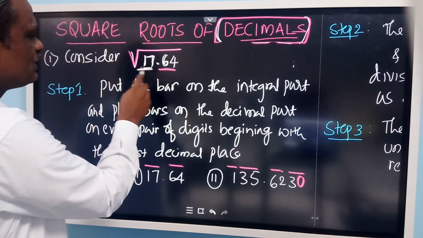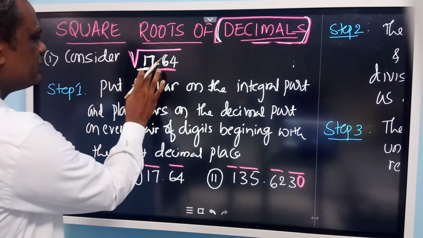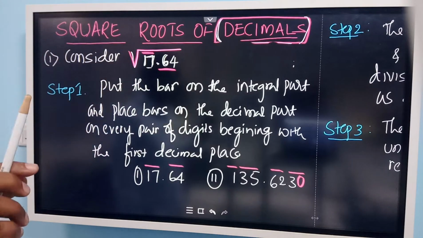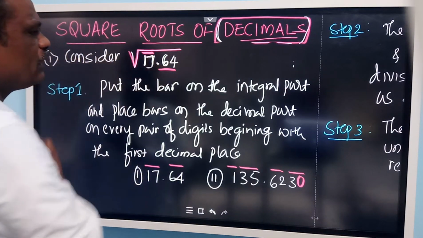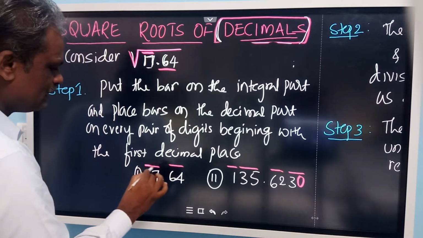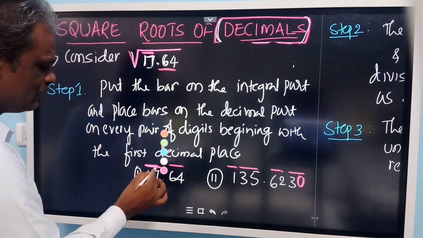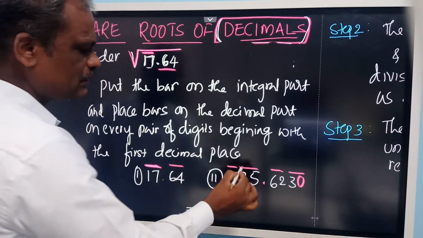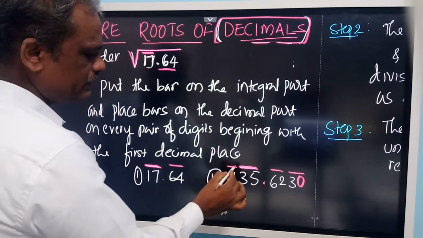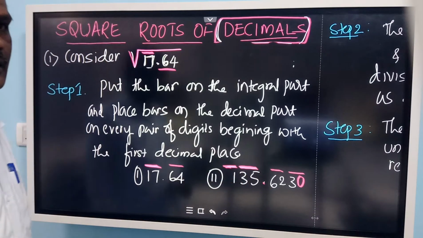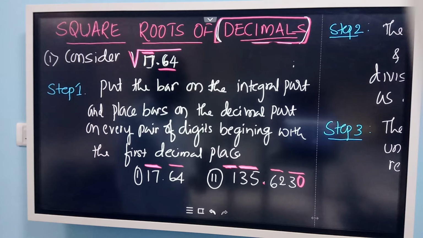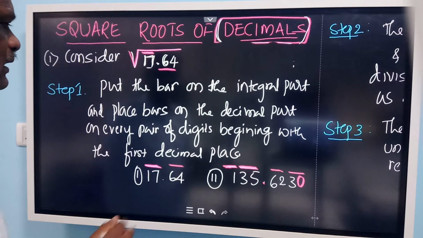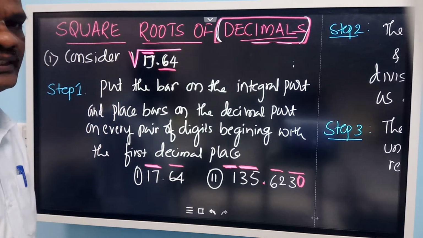In the integral part, select the numbers given and mark a bar over them. For every 2 digits, make a group and put a bar over it. See, I have done one example here. This is 17, before the decimal point, you mark a bar. Here, before the decimal point, we have 3 digits. For the first 2 digits, you mark one bar. Then for the remaining 1 digit, you mark another bar. So, for every 2 digits in the integral part, make one group and put a bar over it. That is the first part.